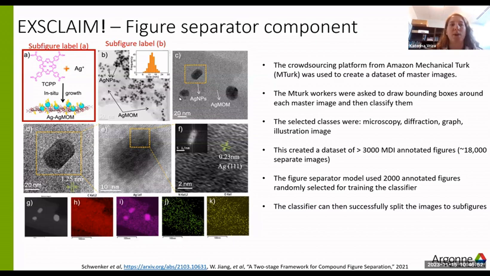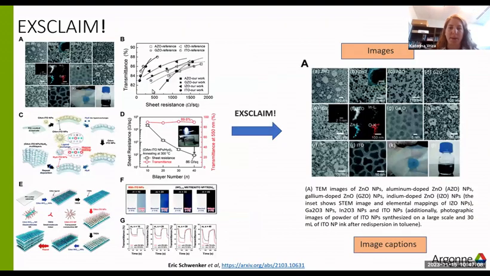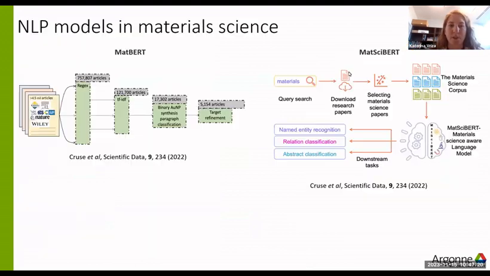And also, we are able to extract if an image is a master image or an inset image. So the classifier is able to classify if it's a master or inset. And this information is also given in the JSON files. So yeah, this is the big picture. Having EXSCLAIM, we have a large image, and then we are able to separate all the images, and then have an image-caption dataset from our search.